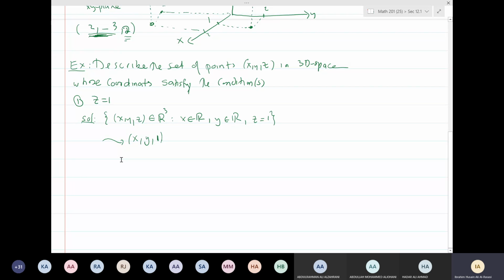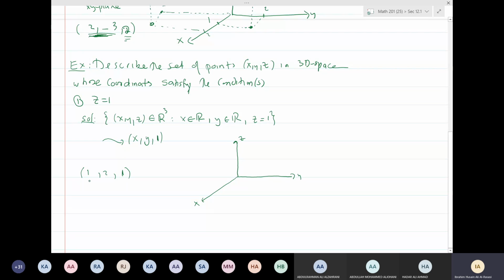Discover a pattern. It would be something like this. This is the y, and this is the x, and this is the z. Try to locate some points. For example, I will choose z is always 1. Choose a value for x and y. Since they are free, you can choose some values. For example, 1 and 2. Look at (1, 2, 1).